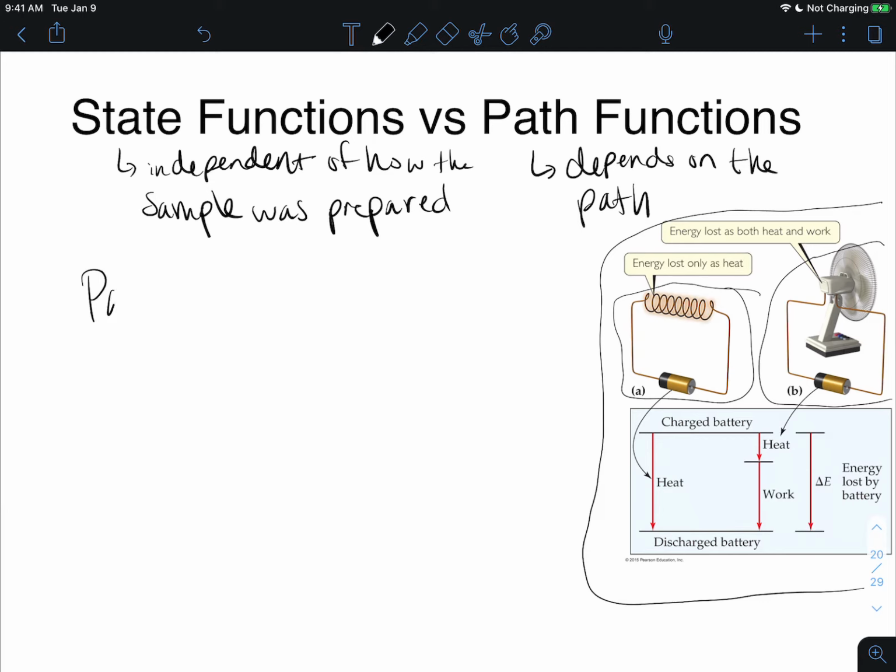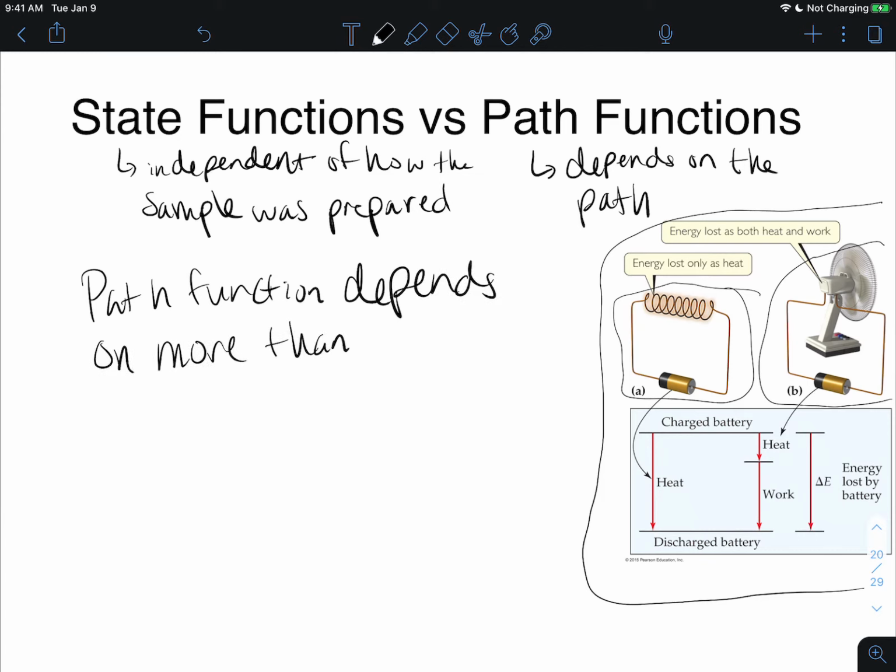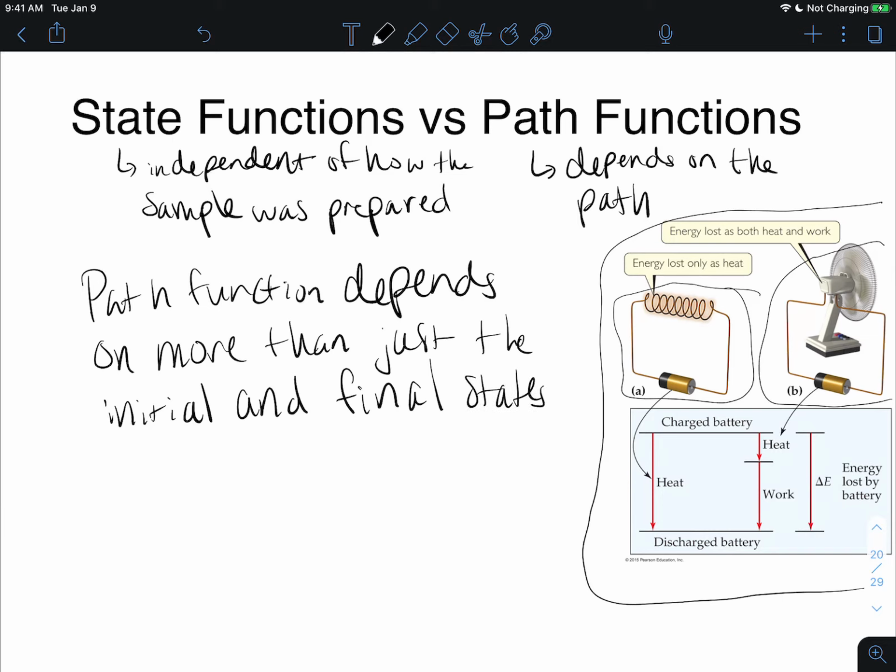So a path function depends on more than just the initial and final states. So some examples here are going to include heat and work.